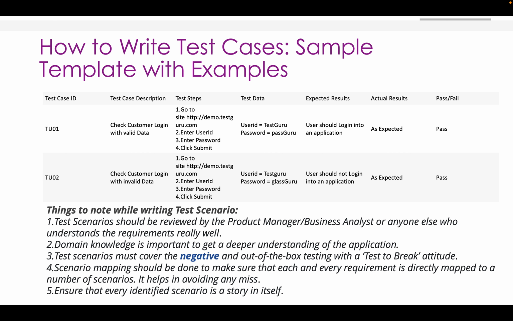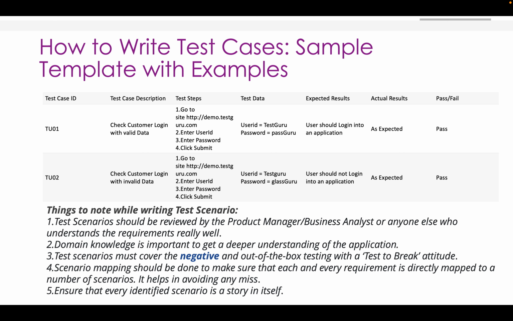Okay, and we also have to mention the expected results. So when you do a customer login with valid data, what should the output be, how should it behave? The user should be able to log into the application, and when you give invalid data, the user should not be able to log into the application. That is an expected result. Whenever the expected result matches the actual result, the test case will pass. If the actual result does not match the expected result, then your test case will fail. Okay, so this is all about how we write a test case.